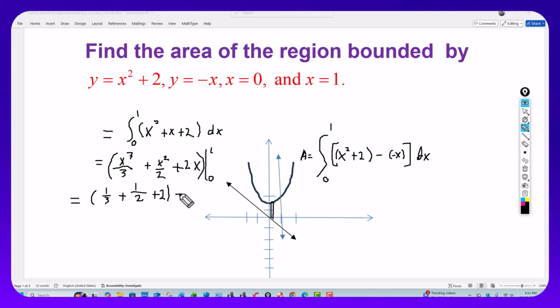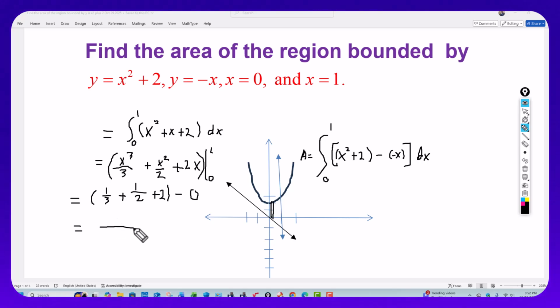And then it's minus the value of this expression at 0. So we put a 0 wherever the x is. 0 to the third is 0, over 3 is 0. 0 to the second is 0, over 2 is 0. 0 times 2 is 0. So all of that is just 0.